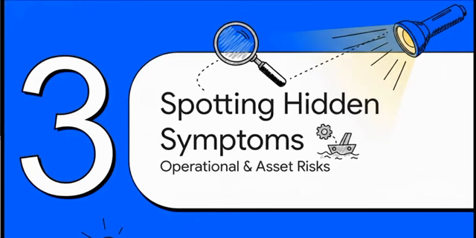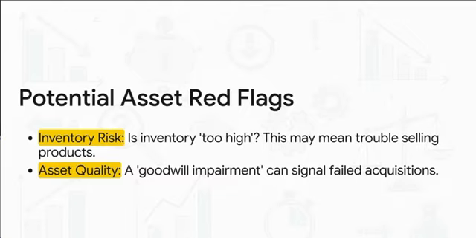Okay, we've checked short-term health and long-term strength. Now we're going to play detective a little bit and look for some of the more subtle, hidden symptoms. We're digging into the company's operations and its assets to see what we can find. So here, we're looking for clues that are kind of buried inside the company's assets.